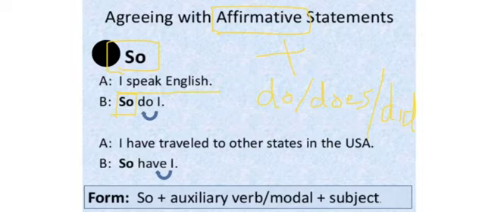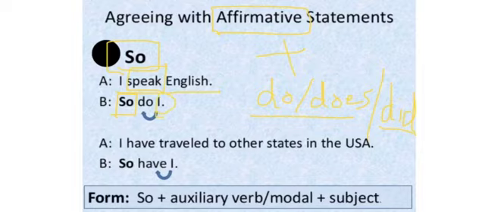If the statement is in the present tense, you're going to use do or does. Do for a plural subject, does for a singular subject. If it's expressing the past tense, you're going to use did for both singular and plural subjects. And here the tense of this statement is present, so we're going to use do because the subject is plural.